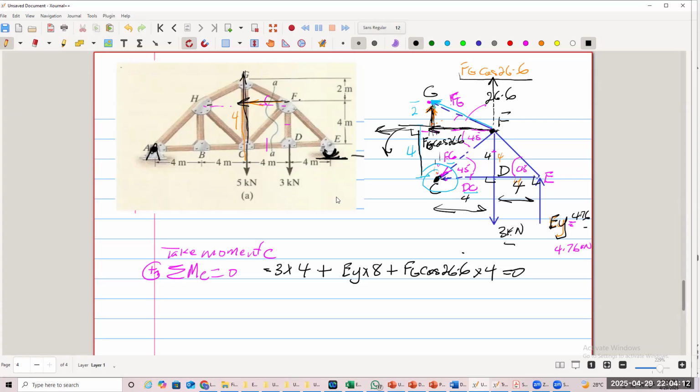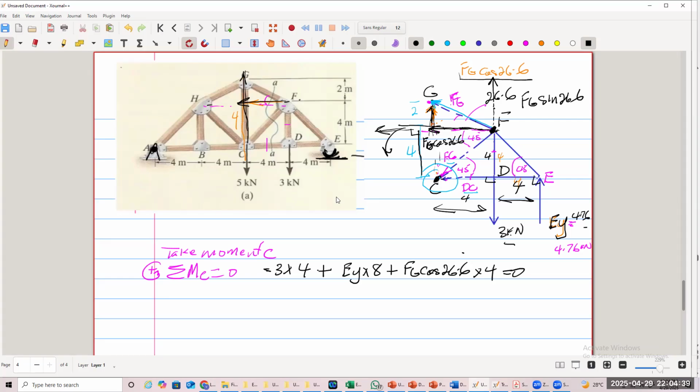Yeah, so the vertical one is actually over here now. It is really FG sine 26.6. Let's see where it's acting from. If it's acting from here, not from G up here. Yes, it's acting from here. So would it have a moment? Let's look carefully. It would probably have a moment, because it's acting up there. So we're going to put it in.